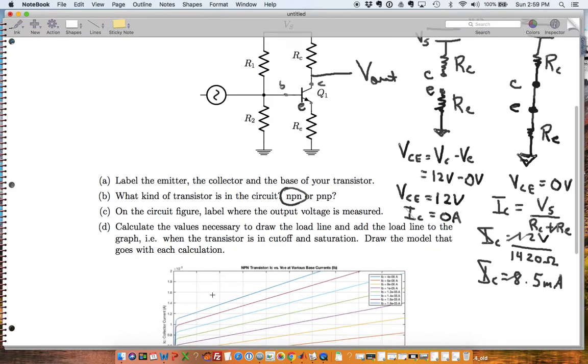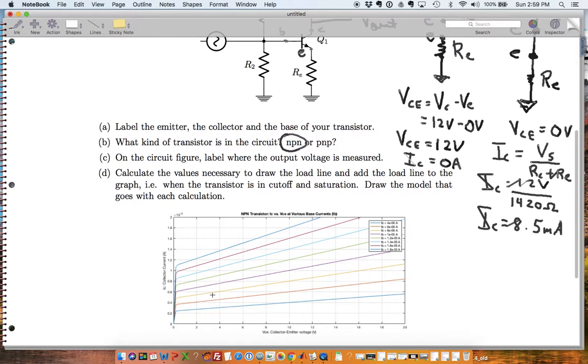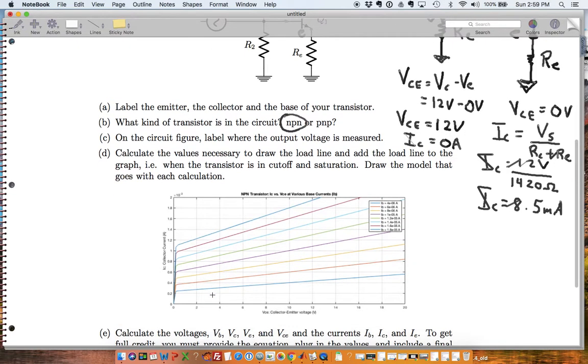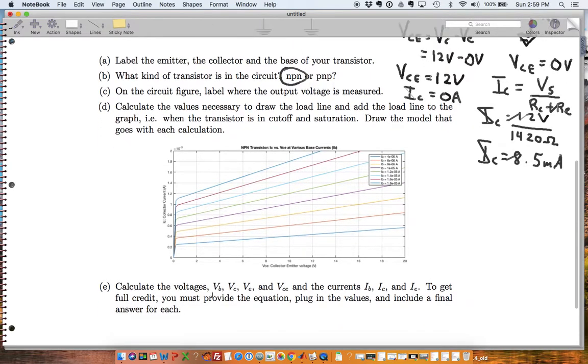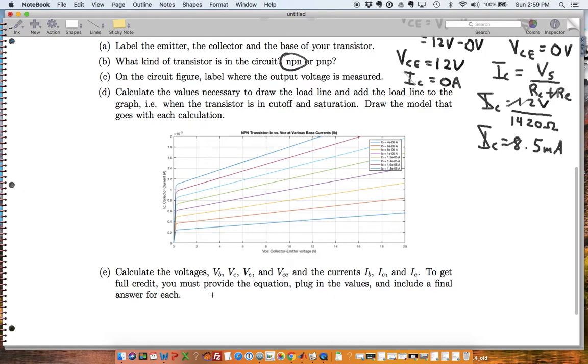So if I go over here, I don't have a good graph here. So let me pause this for a moment.